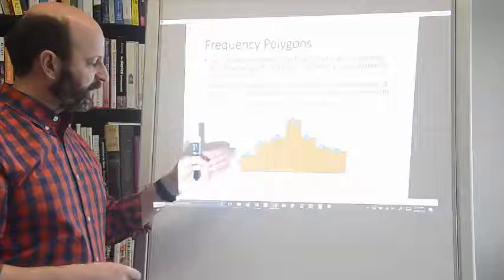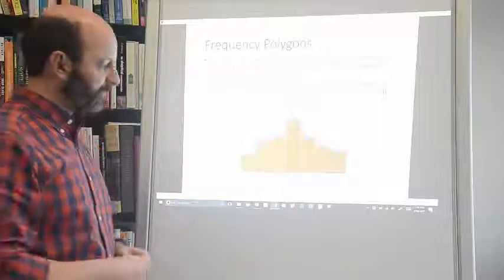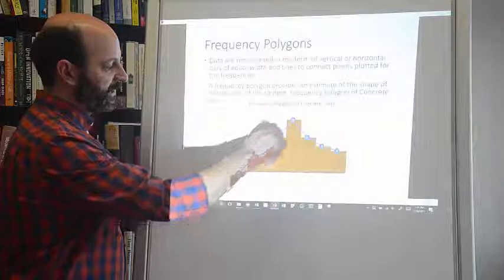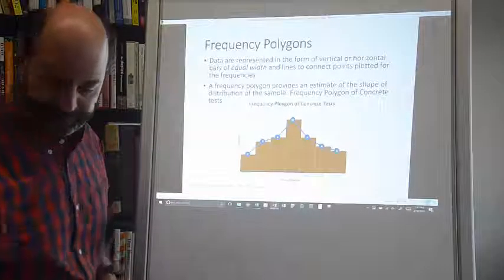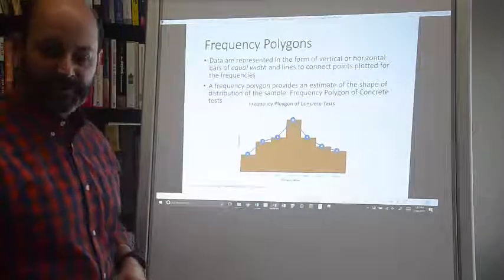But a frequency polygon is where we actually place the data points on top of the shape, and we connect those dots. Each one of these numbers represents the frequency number for each bar.